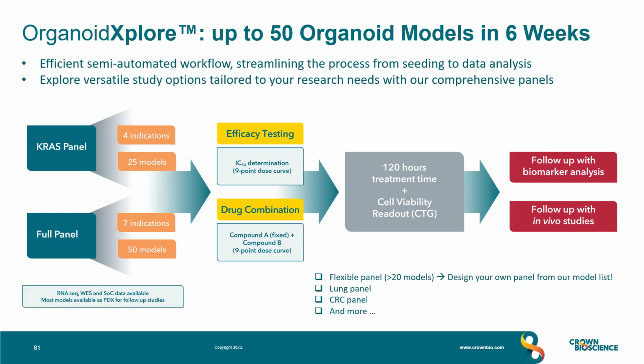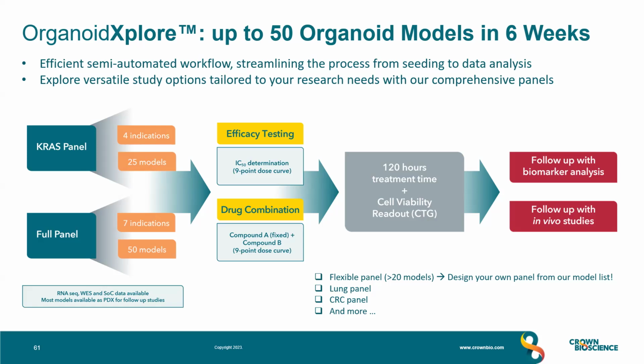This runs every 3 months in pre-selected models in as little as 6 weeks. It's a 5-day incubation with CTG readouts. So it's quite simple. You get IC50 curves or drug combination analysis that can be coupled with downstream biomarker analysis. The panel consists of both PDOs and PDXOs, and that's across 7 different indications.